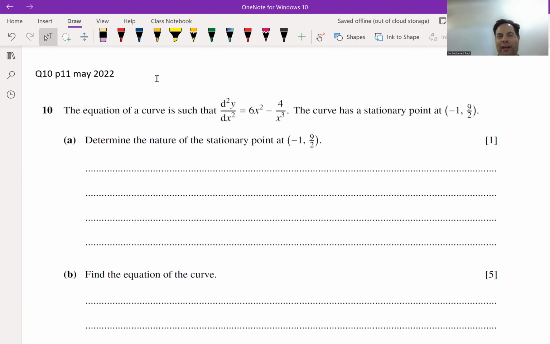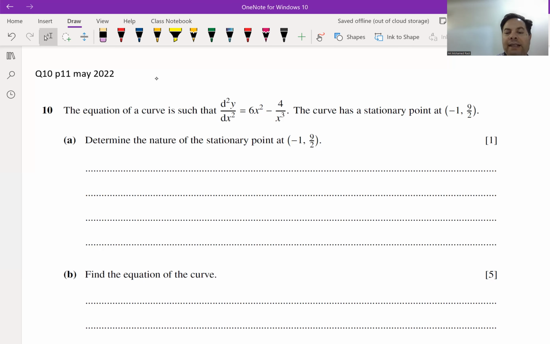Sure, he asked to get the first derivative by integration. You have to write c, then use the information which is given to get the constant of integration. Then integrate again to get the function. Then don't forget to write the constant. There is information given, use it to get the value of c. Let's start now to see what he asked in part A.